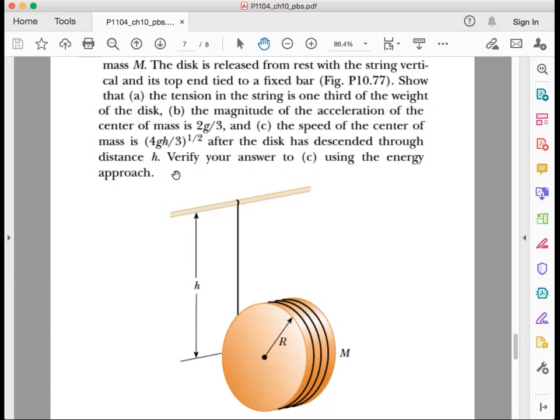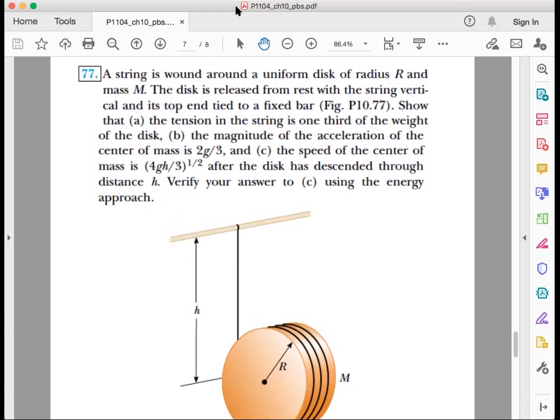So obviously, we cannot use the energy approach for the first 3 parts. And this is kind of normal because using the energy approach, we don't have access to the forces. So we cannot show that the tension, for example, is 1/3 of the weight of the disk. To do so, we have to apply Newton's second law. So this is why. Let's go on and let's solve this problem.